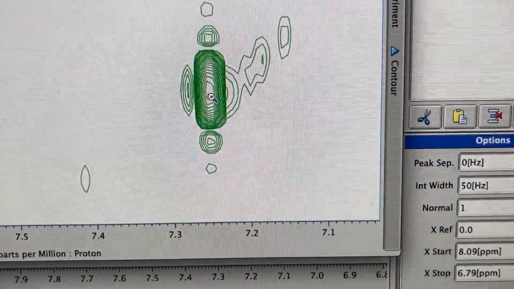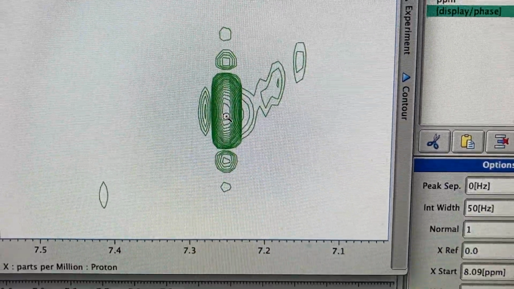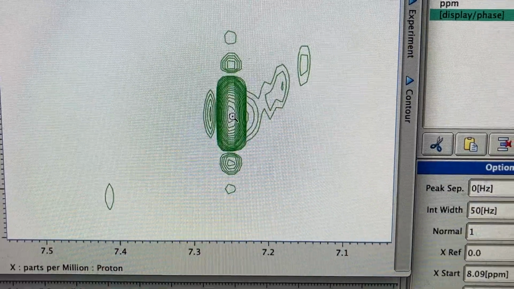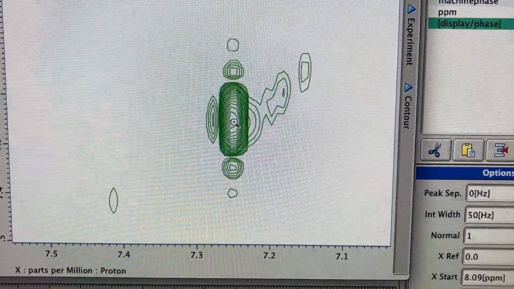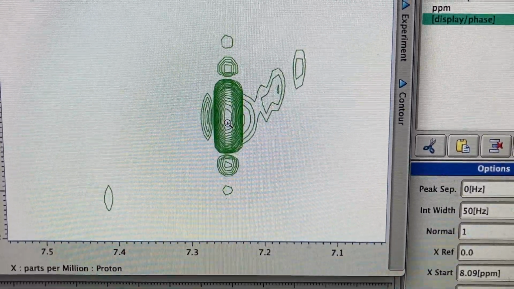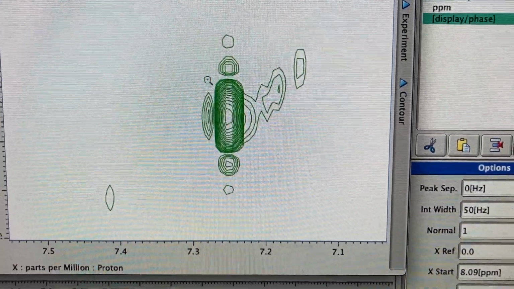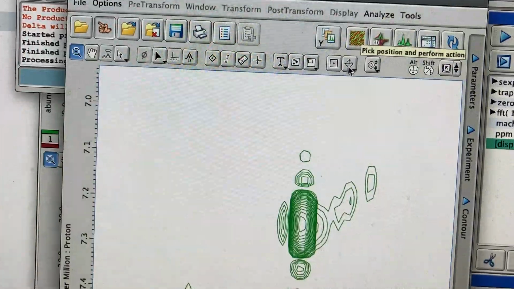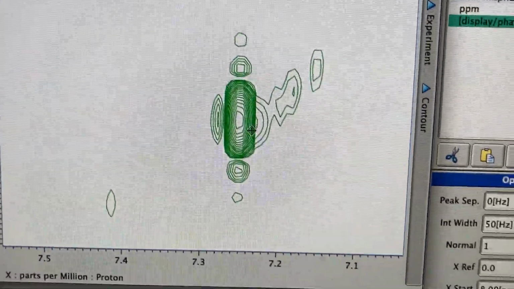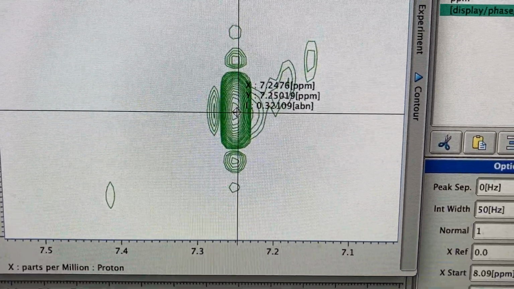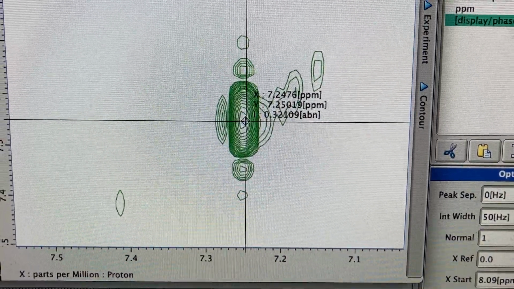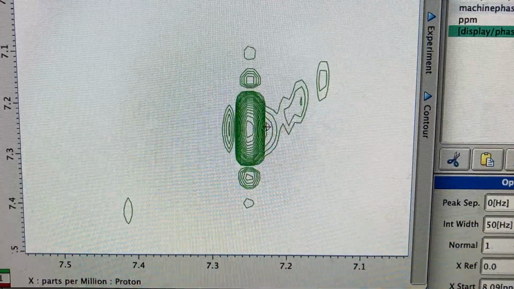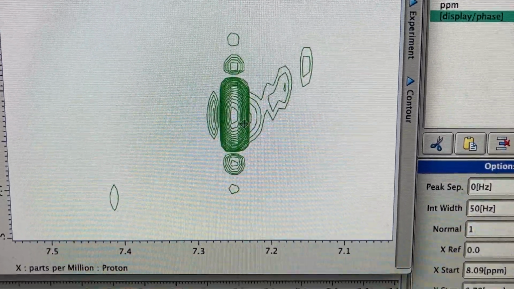This very intense one right here is probably going to be our deuterated chloroform peak, which is not going to be part of our product. I know it's easy to be tricked, but if you click this tool and then go over the peak, you can see it's around 7.24, which is about the ppm of a deuterated chloroform peak. So that's not part of our product.